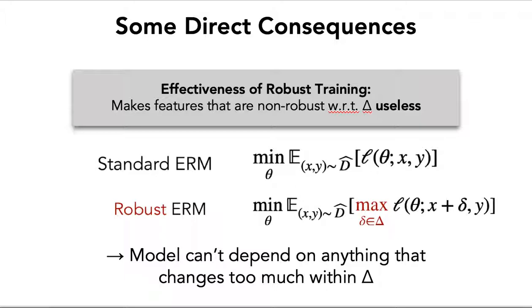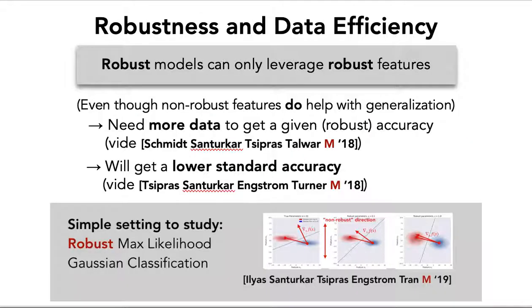Okay, and also some of the findings now make even more sense. Essentially, what happens is that robust models can only leverage robust features. So in some ways they are handicapped, right? Because we know that these non-robust features are actually very useful for generalization. So this means that yes, we need more data to get the same accuracy as a non-robust model. We also might fundamentally only be able to attain lower standard accuracy, because there are some signals in the data that we are not able to latch on to.